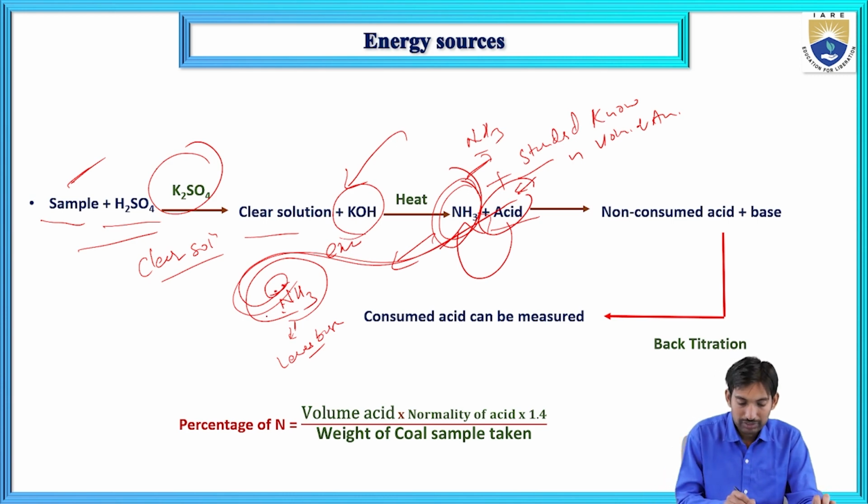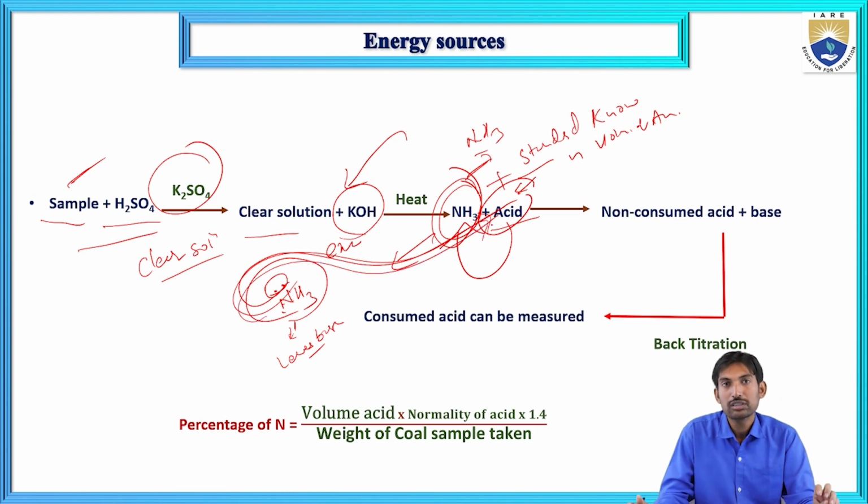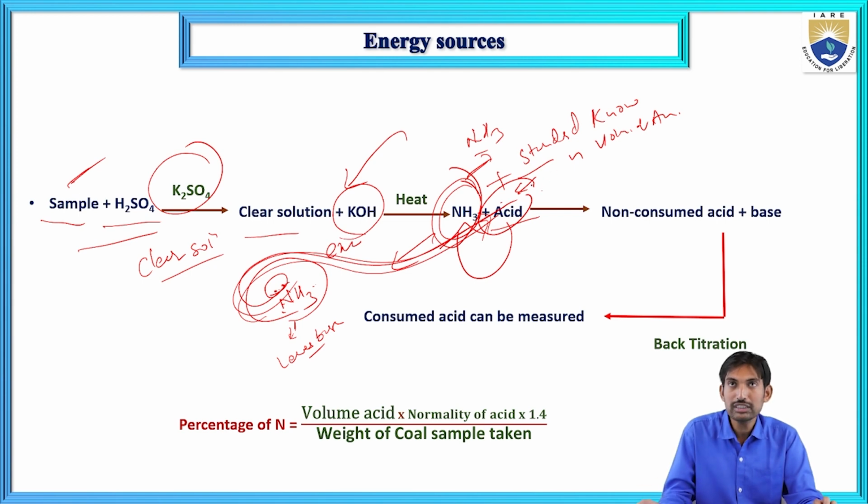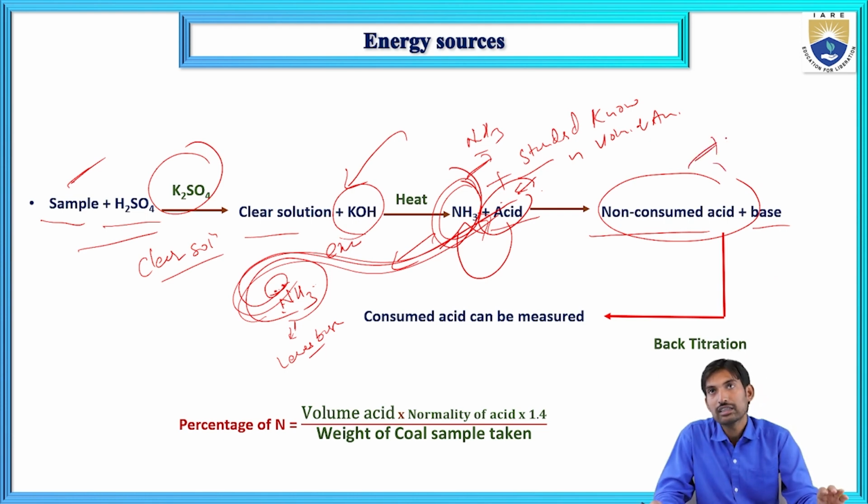Some of the ammonia is taken by the acid, so some of the acid is consumed by the ammonia. The remaining amount of acid is left in that test tube or conical flask. Some amount of ammonia reacts with acid, and the remaining amount of acid is left in that bottle. That remaining acid is the non-consumed acid.